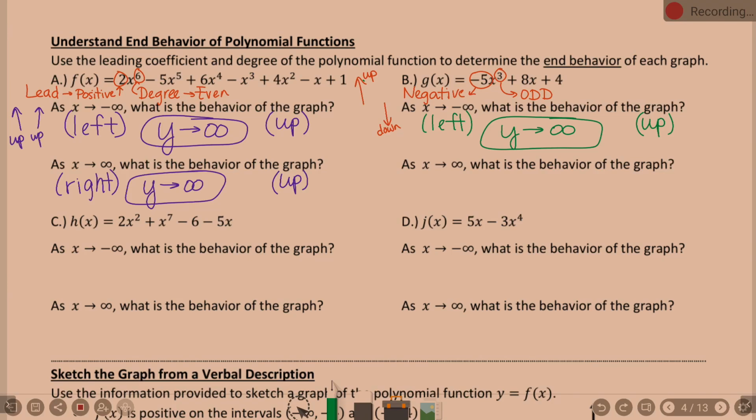Okay, so as x approaches positive infinity, what am I asking here? As we move to the right. What's the graph doing on the right side? It's going down. Well, this is a new answer. We haven't had this answer yet. How do we say the graph is going down? Y is approaching negative infinity.